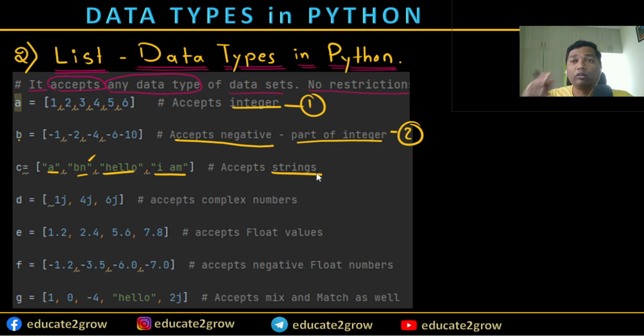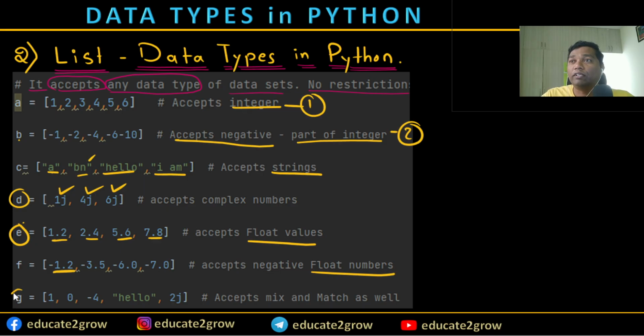I'm going to talk about this dataset type a bit later. Then coming to the next, variable D has a list of complex numbers. You see the j number, complex number. Then F. Then E is a variable where you see 1.2, 2.4. These are float numbers. These are positive, but they are float numbers. Similarly the negative numbers are also float numbers.